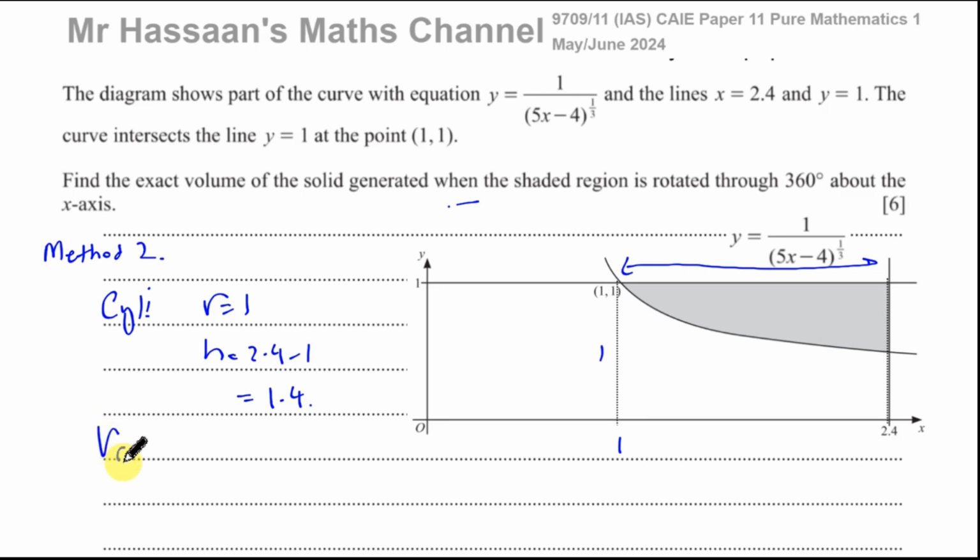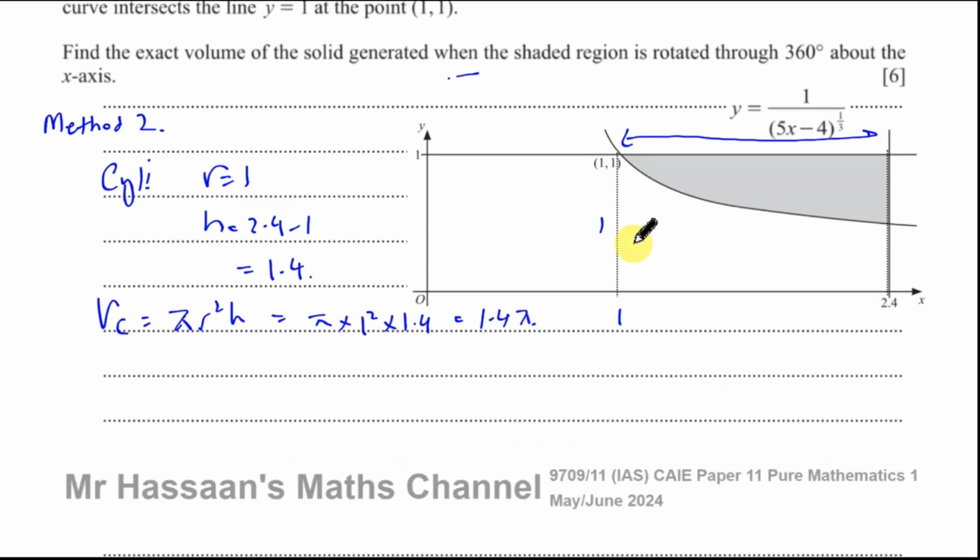So the volume of the cylinder is pi r squared h, which is pi times 1 squared times 1.4, so 1.4 pi. And then we find the volume when you rotate the area under the curve around the x-axis, as we discussed before.